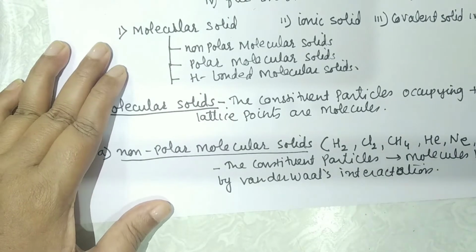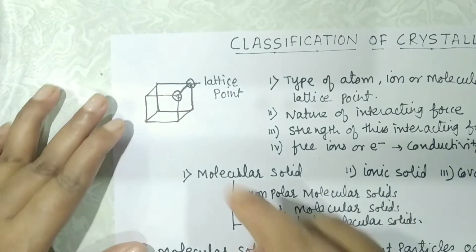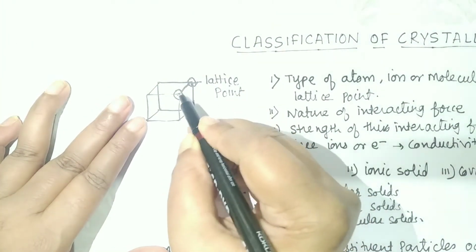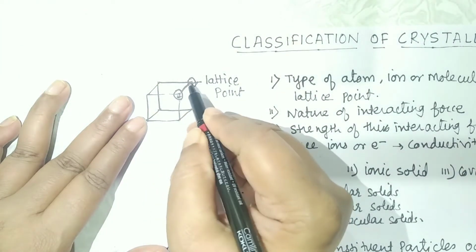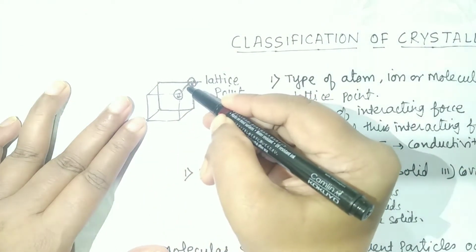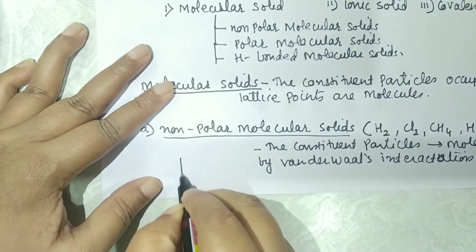Now what is this interaction, student? If you see the structure here, those constituent particles, if I take the example of hydrogen, then this will be your H2 molecule and H2 molecule, and the bond between them will be van der Waals interaction. So let us draw the structure here.